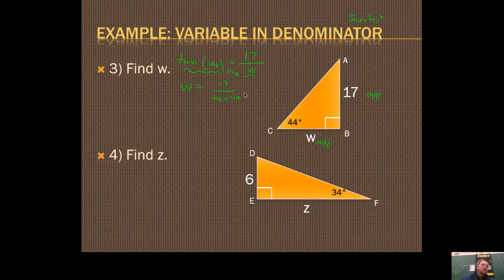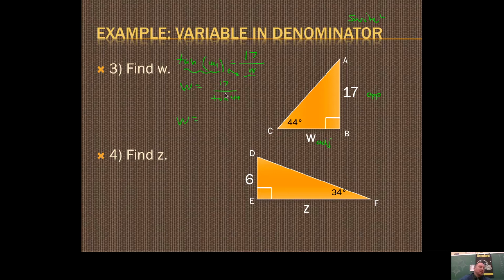Now, really, if you remember last time when the variable was up top, we multiplied. Well, when the variable's down below, what you're really doing is dividing. You're dividing the two numbers that you have. 17 would go first. 17 divided by the other number. Okay, so if that helps you, you can divide as well. That's actually the operation that you're using.